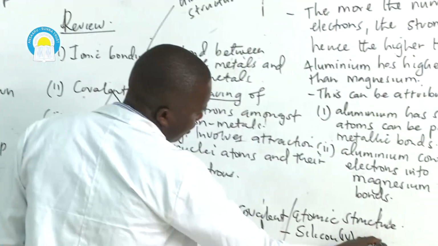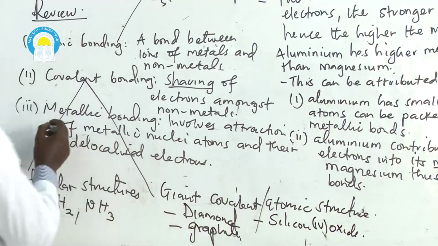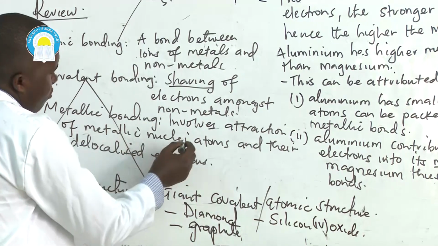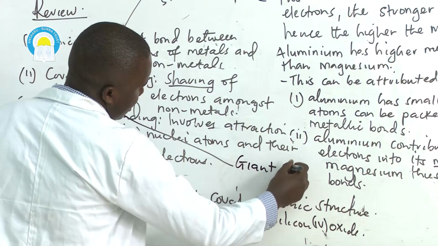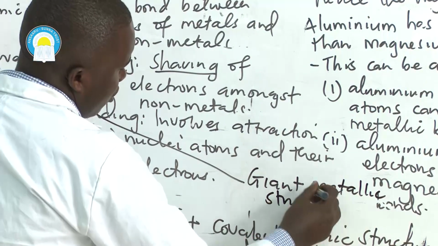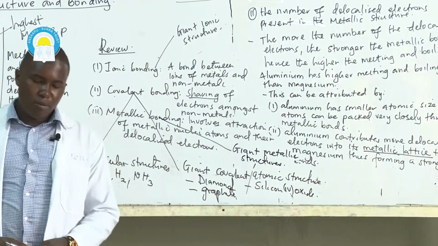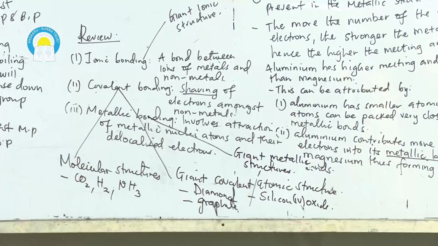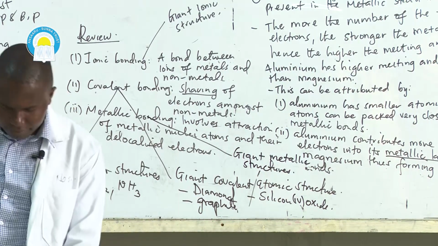dioxide. Today we have seen that out of metallic bonding, you can form what we call giant metallic structure, which is present in all metals. So this is just a review of what we have done so far about structure and bonding.